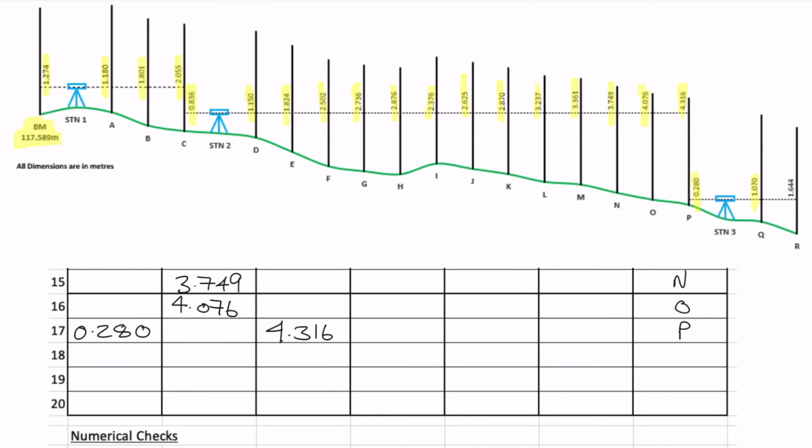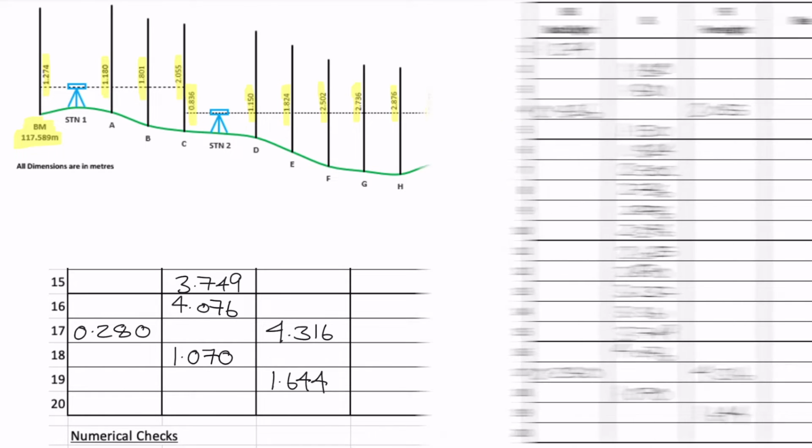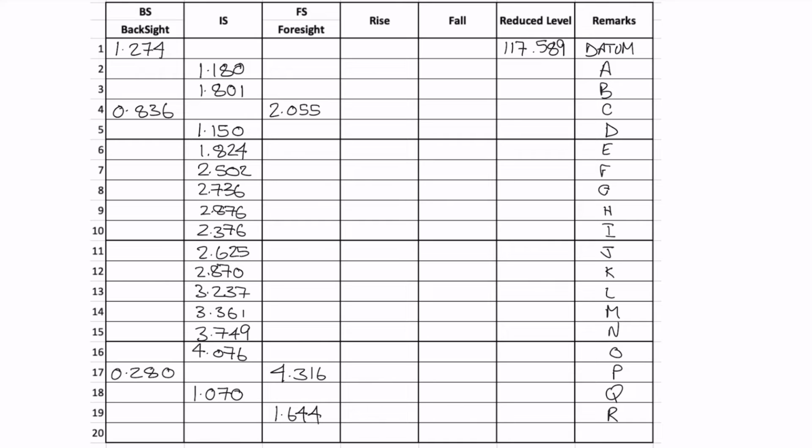Next reading is for point Q. It is an intermediate reading. Its value goes in the intermediate column. And finally, the last value recorded is at point R. This will be a foresight. The value is 1.644. Now all the values have been correctly entered into our booking sheet, completing the backsight, intermediate sight and foresight columns.